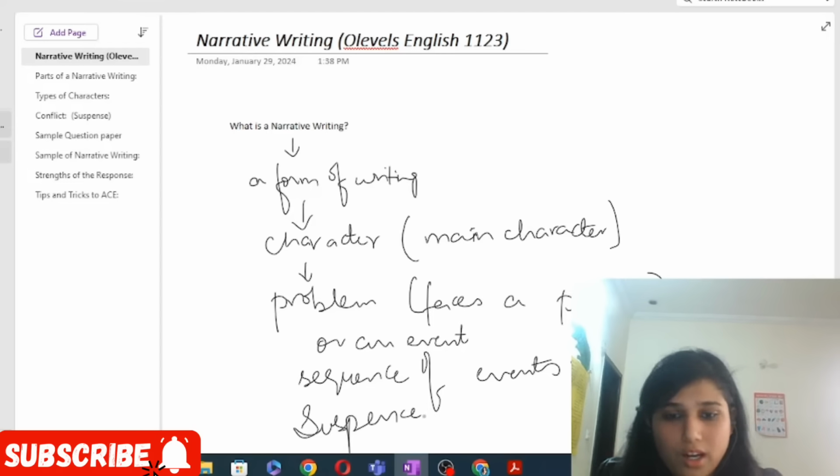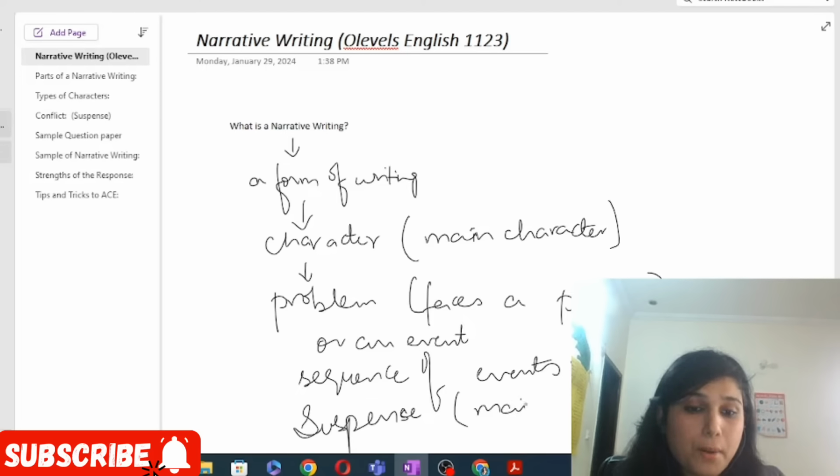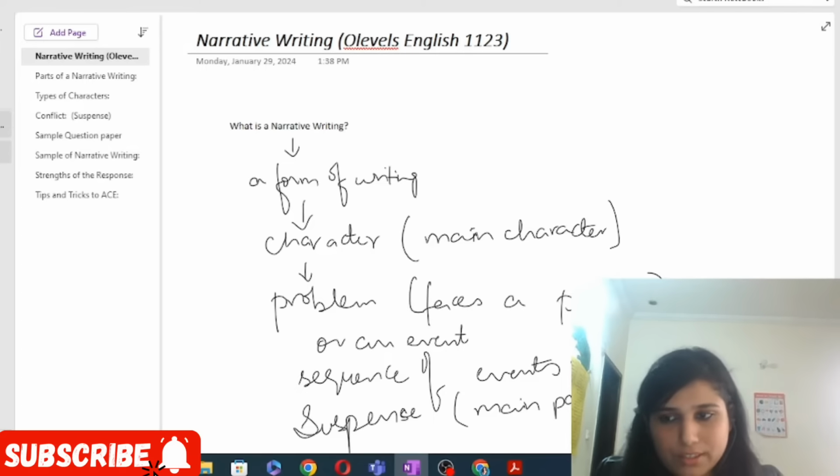This is the time when, if you are successful in creating the suspense, it is going to be the main part of the story. Of course, through your character you're going to create the suspense. Now we are going to take a look at the whole detail of it.